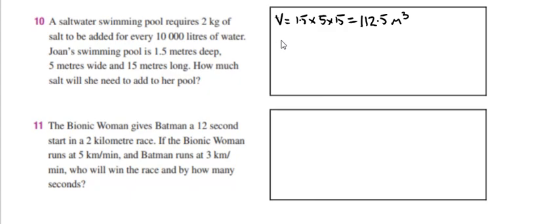Now we really need to convert that to liters. So for every cubic meter, it's equivalent to 1,000 liters. So we times this by 1,000 and we'll get the volume of 112,500 litres in the pool.